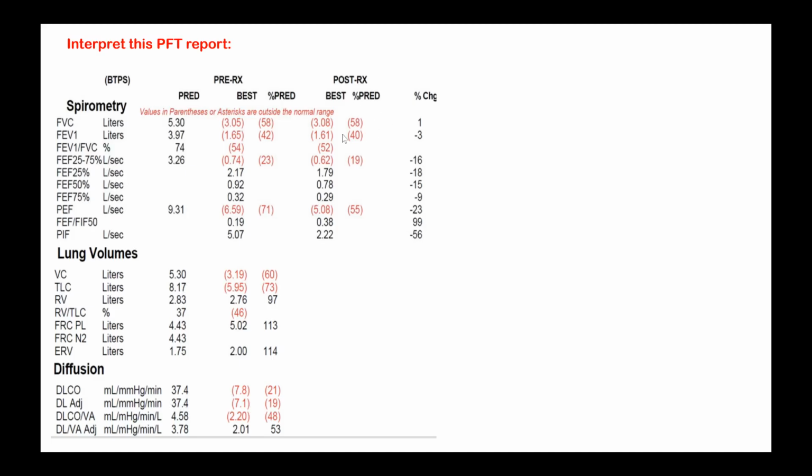Post bronchodilator therapy, there is not much of a change. From 3.05, it has come to 3.08. FEV1 also has hardly any increase. The ratio is also almost the same. So, what is the main interpretation based on all these red values? And of course, here also the values are quite low. So, what is that pattern, whether it's obstructive or restrictive?